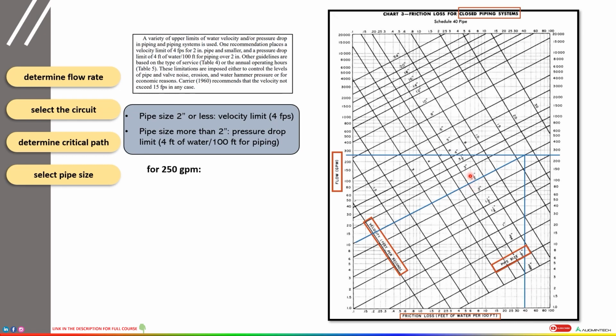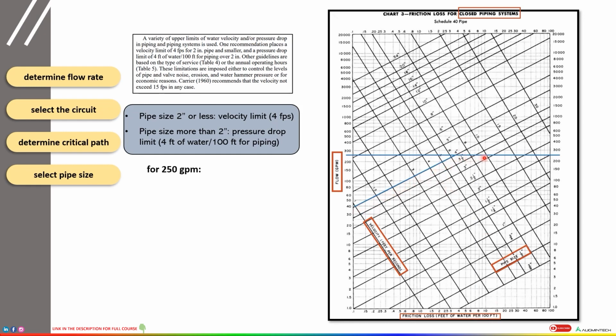So what's the other option available to us? That's 3 inches. So for 3 inches, corresponding to this, we get again a value more than 4. So again, this is not possible. Next, we can go for 3.5 inches. Here also, we are getting more than 4. Again, not possible. Next, we'll select the 4-inch pipe size.